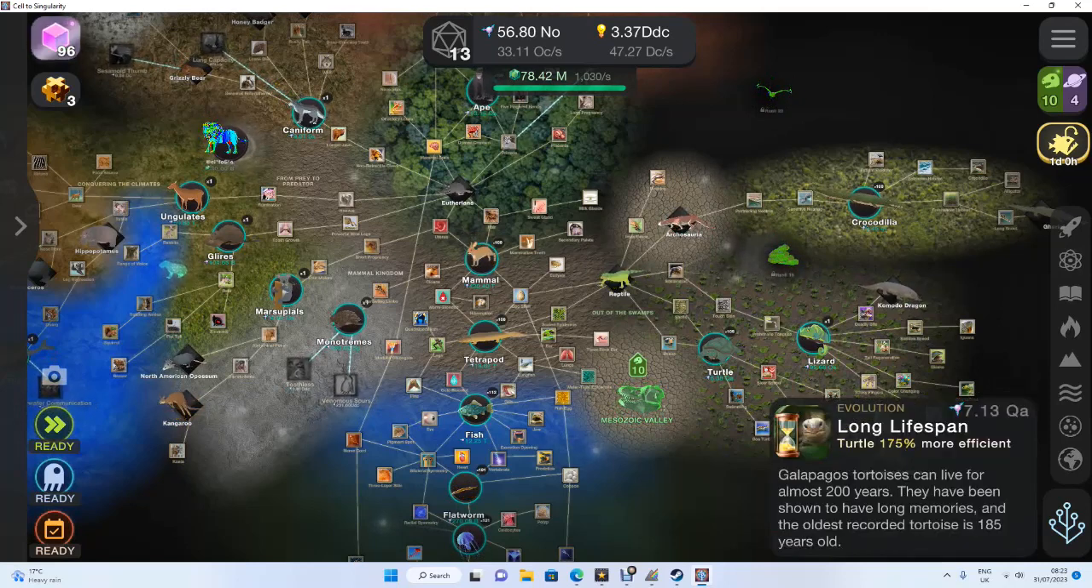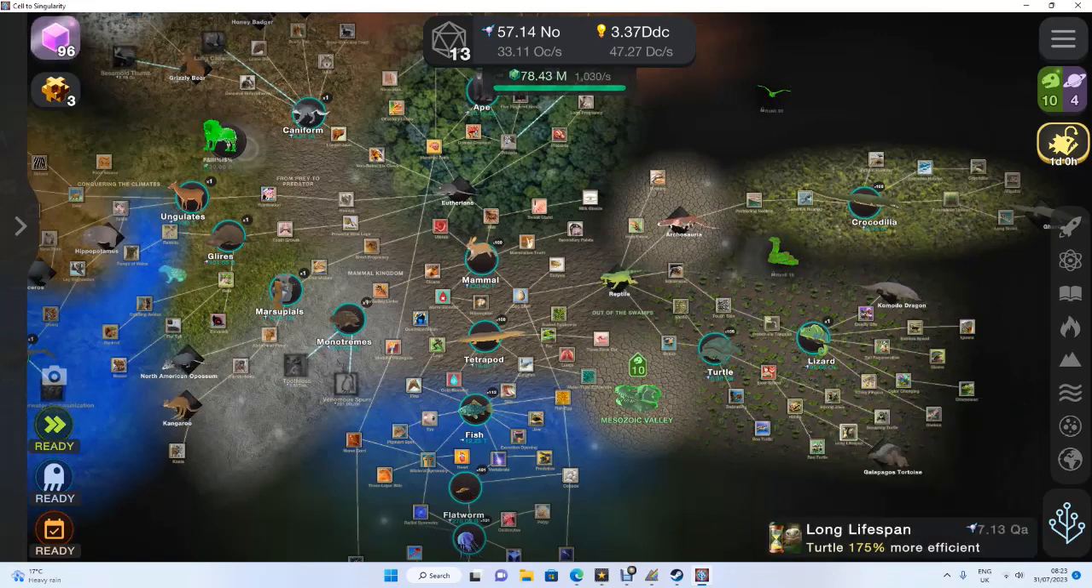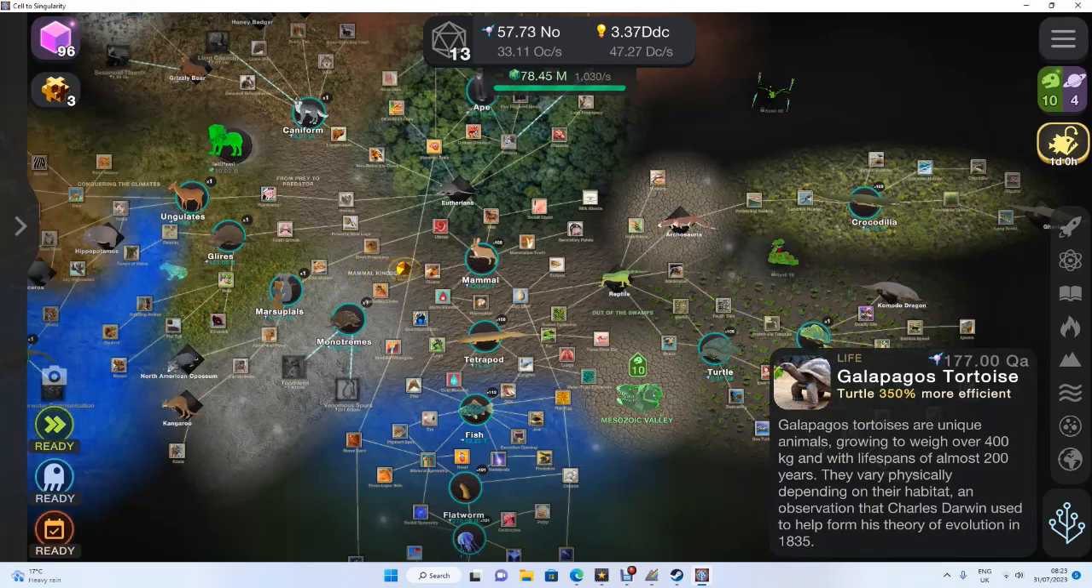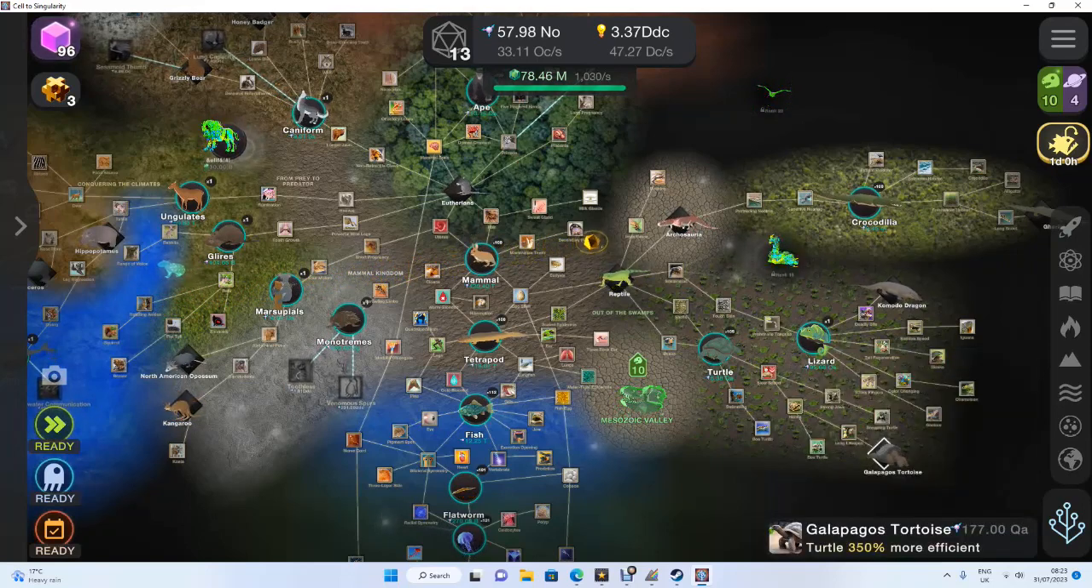Galapagos tortoises can live for almost 200 years? They have been shown to have long memories, and the oldest recorded tortoise is 185 years old. Is? Like, still alive? Galapagos tortoises are unique animals, growing up to weigh over 400 kilograms and with lifespans of almost 200 years. Look at him. They vary physically depending on their habitat, an observation that Charles Darwin used to help form his theory of evolution in 1835. Yeah, just sneak that in there.